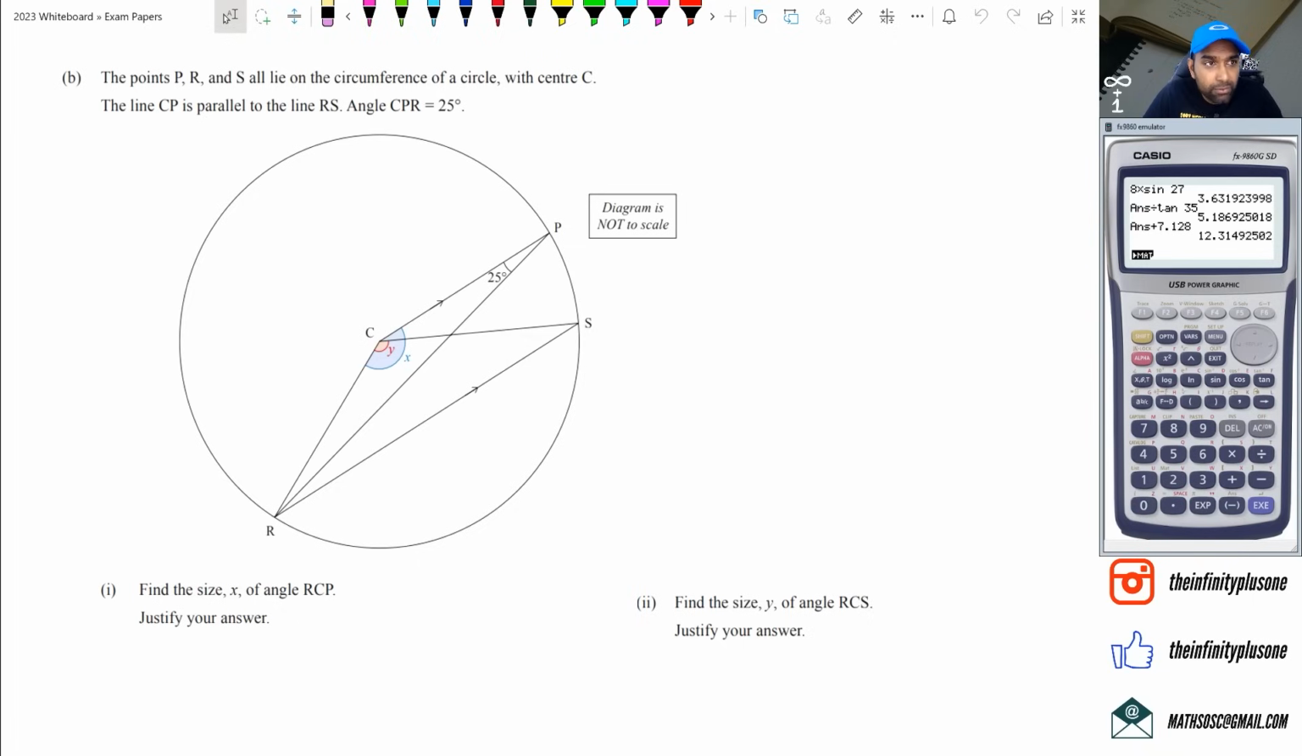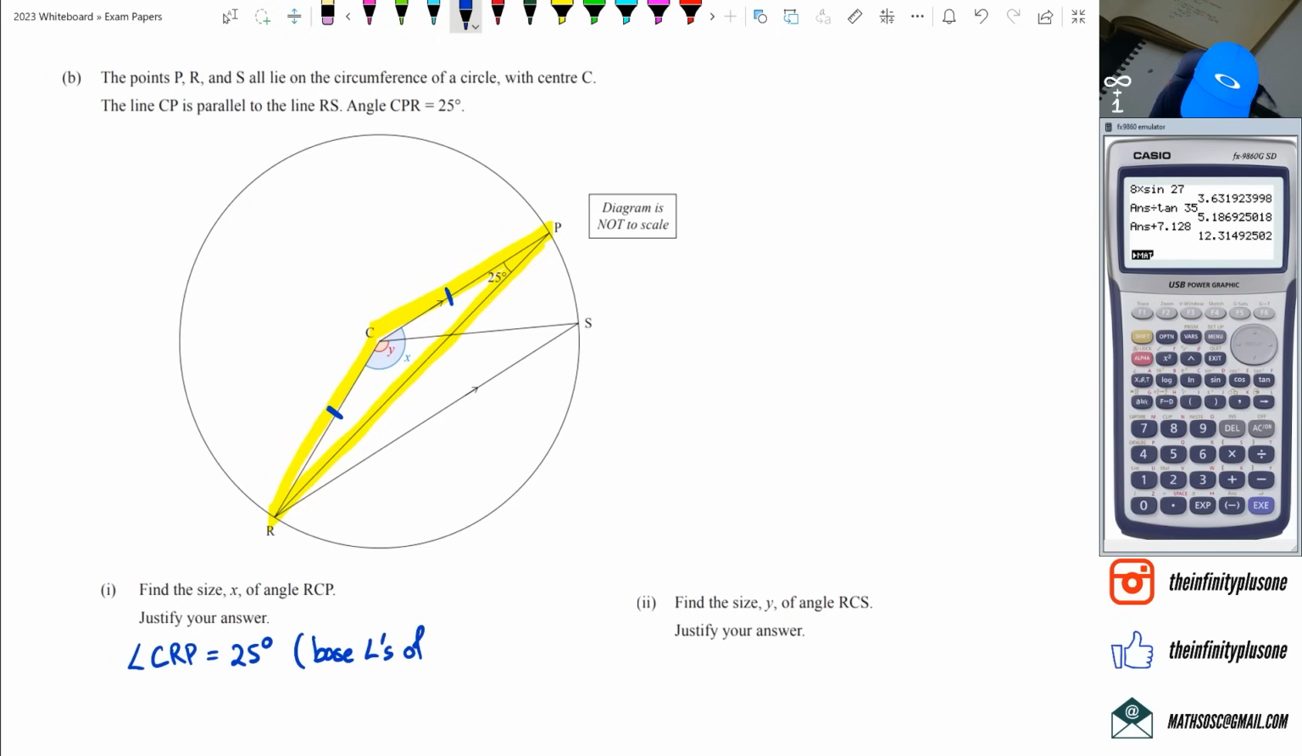So with question B, part 1, we've been asked to find the size X of angle RCP. When I look at RCP, I am looking at this particular triangle in yellow. What I can see is that it's going to be an isosceles triangle, because this is the radius, this is also the radius. So CR and CP are the same, and because they're the same, you get an isosceles triangle. So we can say that angle CRP is equal to 25 degrees because base angles of isosceles triangle are equal.